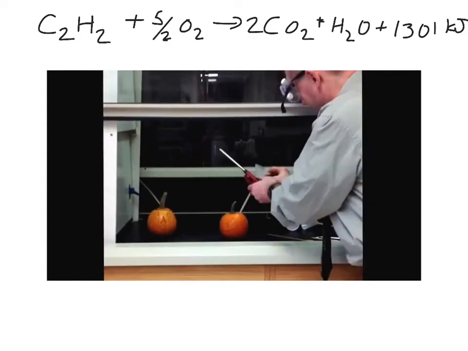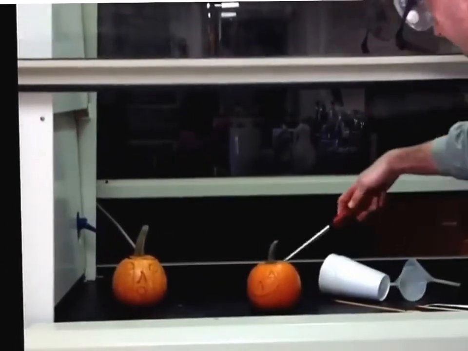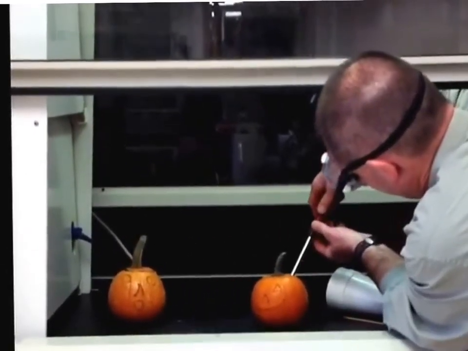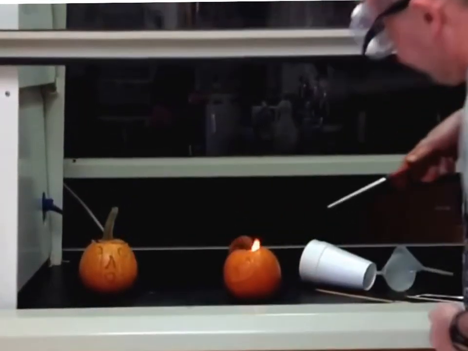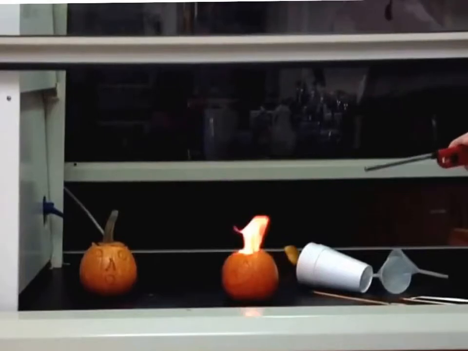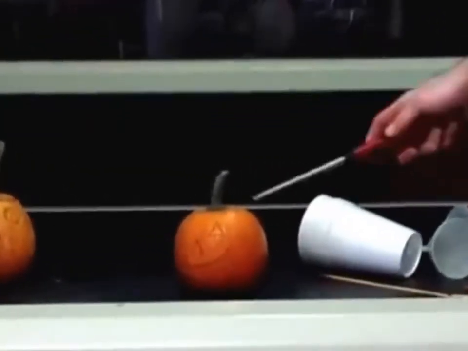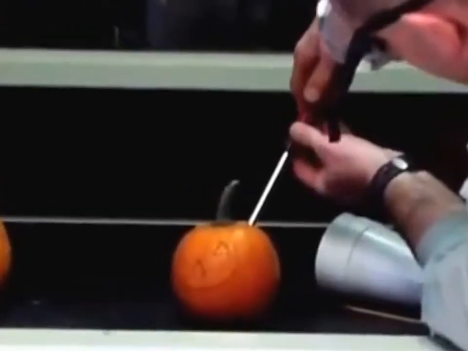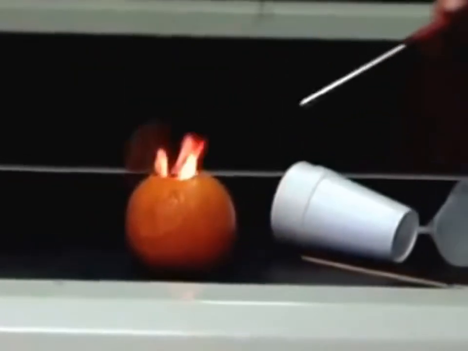Let's see it again. This is a class activity: the generation of acetylene gas and then the ignition. All right, one more time. I can never do that too many times.